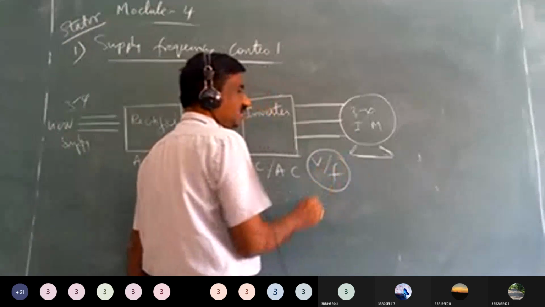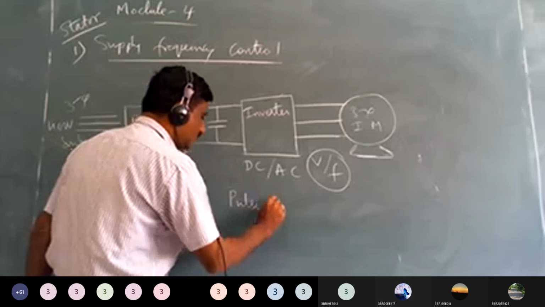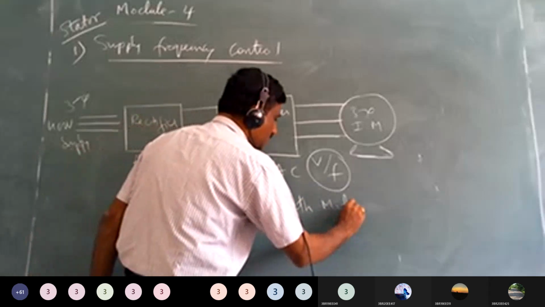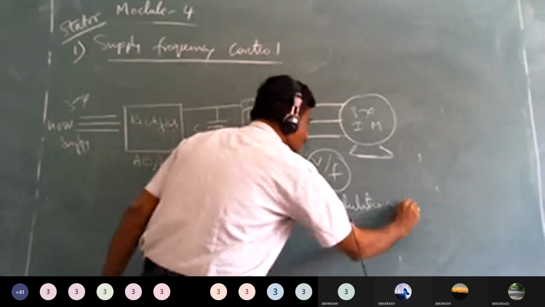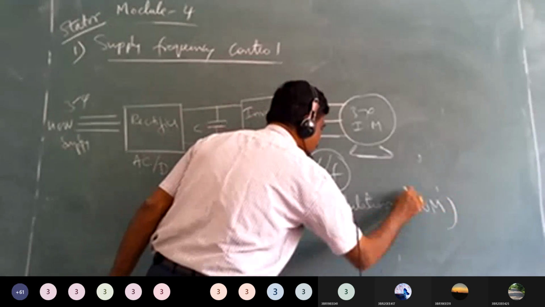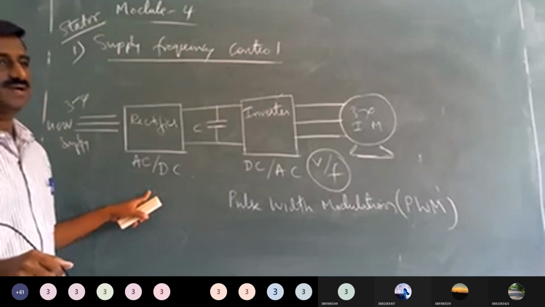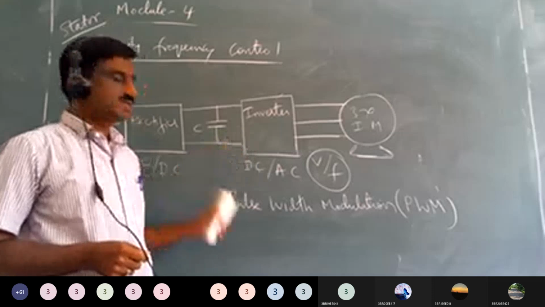This is the DC link capacitor. Changing both voltage as well as frequency is possible by a technique called pulse width modulation. This technique is called the PWM technique. It is based on power electronic devices. We are making use of electronics to control the speed. In industry, this is the most widely used technique.